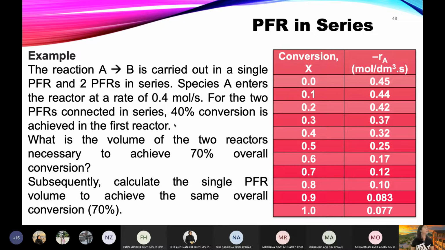X1 is 0.4. Dia ask us to find the volume of the PFR in series, PFR1, PFR2, if the second PFR2 achieves overall conversion 0.7, meaning x1 0.4, x2 0.7. Okay, next one, dia ask us to calculate for a single PFR. So kalau saya guna satu PFR, saya terus capai 0.7, berapa volume dia? Okay, so this is also an interesting question. Kita nak tengok balik, nak guna dua reaktor ataupun nak guna satu reaktor, capai conversion yang sama.